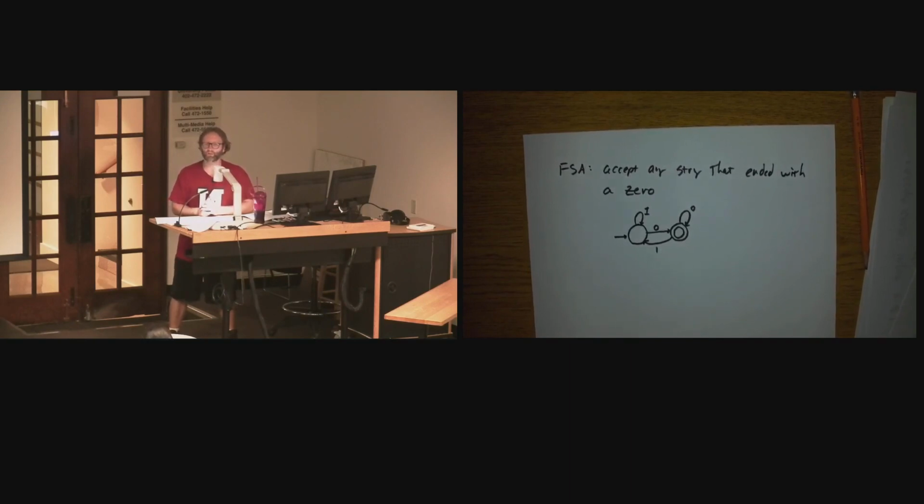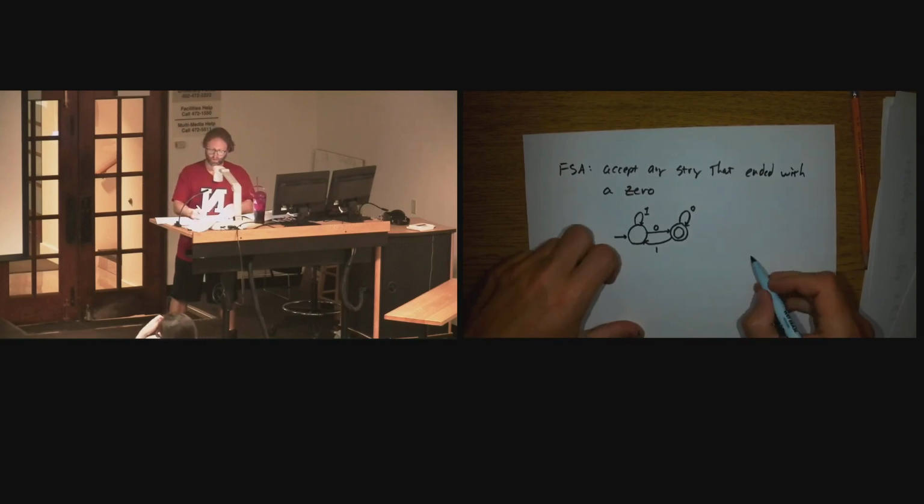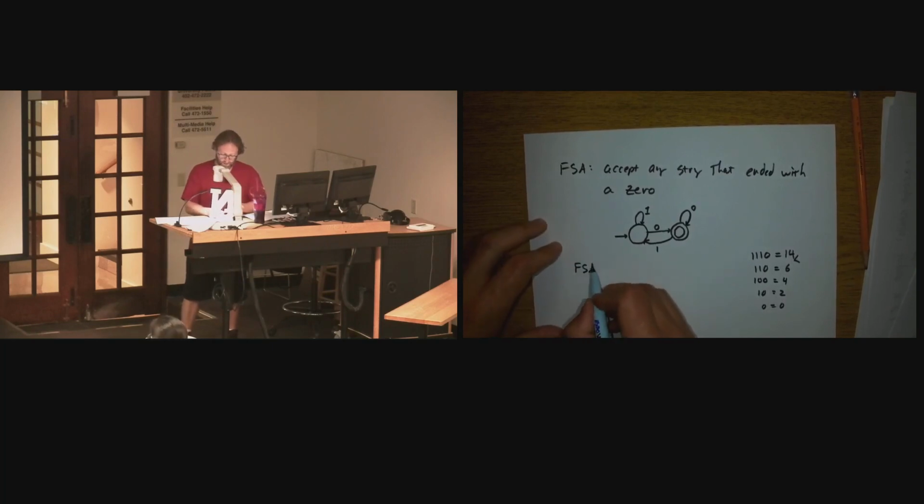What can you say about a binary string that ends with a 0? 1, 1, 1, 0. What is that? It's 14, right? What about 1, 1, 0? What is that? 6. 1, 0, 1, 0. What is that? 10. Let's go with 1, 0. What is that? 2. 0 is 0. Do you start to see the pattern? I skipped a bunch in here. If a binary string ends in a 0, what is it? It's even, right? This finite state automaton decides even or odd.